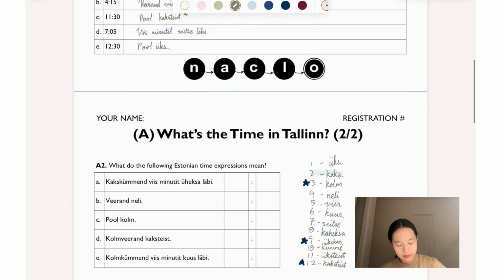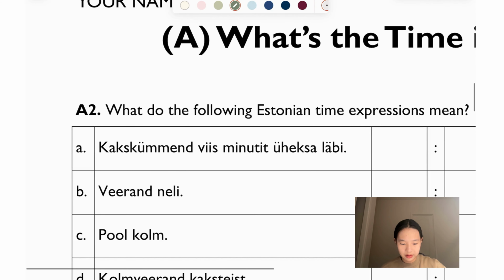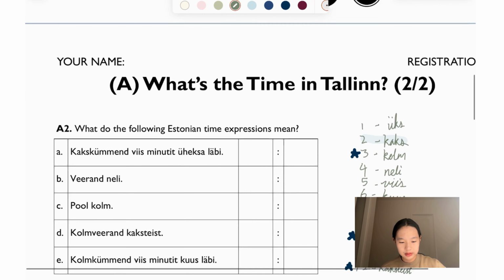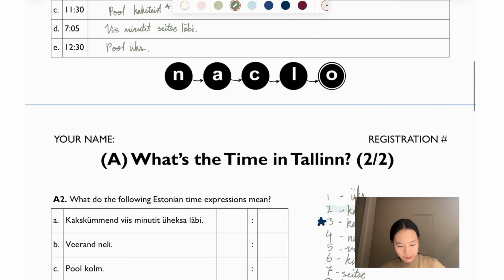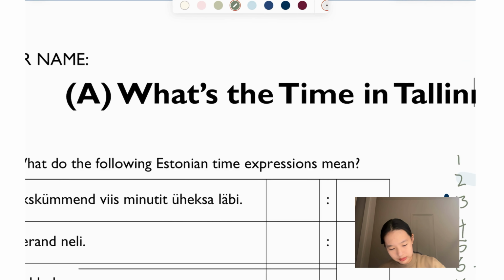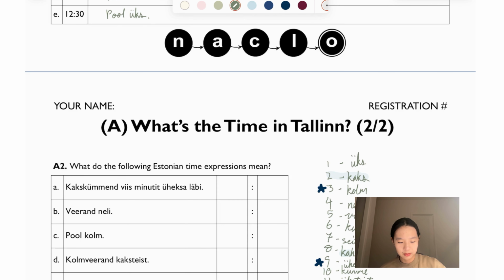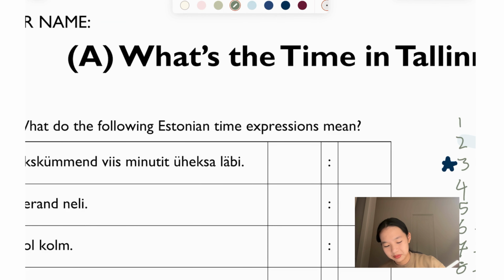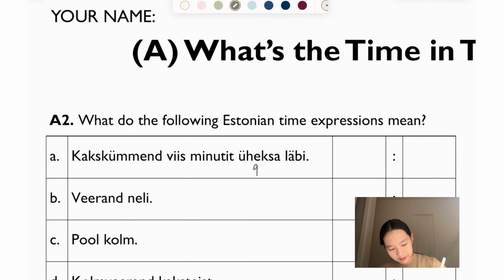Now on to question 2. So it's, what do the following time expressions mean? And so here we have kak kumen vis minut uksalabi. And this is a similar format to the last time expression, vis minut uksalabi. So we have the uksetsa, and that we said was 9. And since they give it to us in the problem, then I'll just say that we guessed it correctly, and this does mean 9. And then it's kaks, which we have as 2.